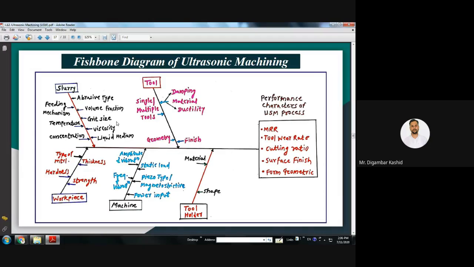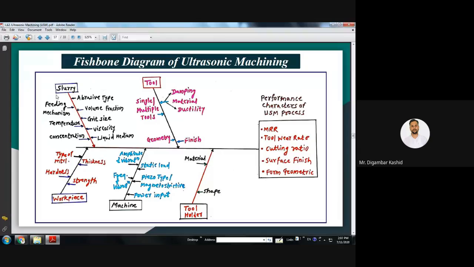Okay, so here I have shown the fishbone diagram. So there are various parameters which affect the performance of this USM process. Now you can see in this slide. So this is the fishbone diagram. It shows the various parameters which affect the USM or ultrasonic machining process. In case of the first one, slurry. Slurry is the first process parameter.